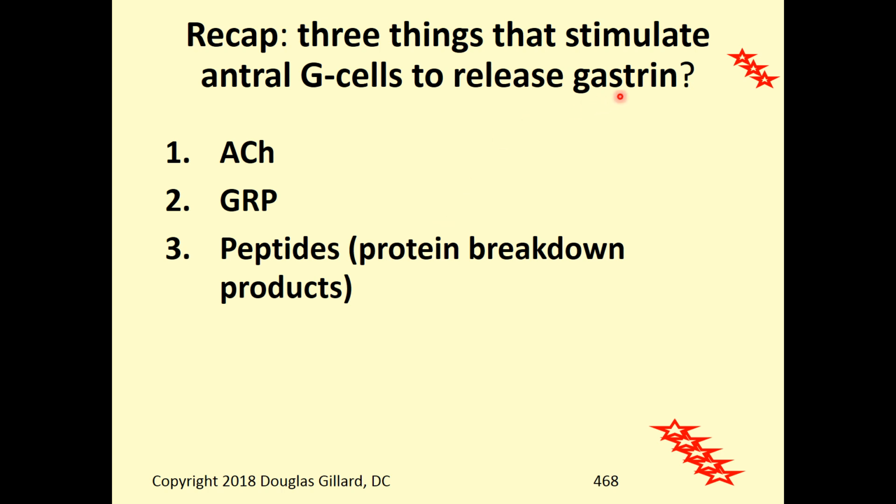So recap, there are three things that stimulate antral G cells to release gastrin: acetylcholine, gastrin releasing peptide, and now polypeptides or peptide fragments or protein breakdown products as well. So, perfect slide question, right? Four out of four. Which one of the following does not stimulate antral G cells to release gastrin?